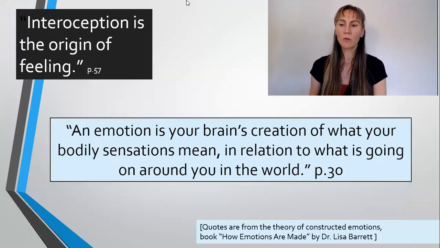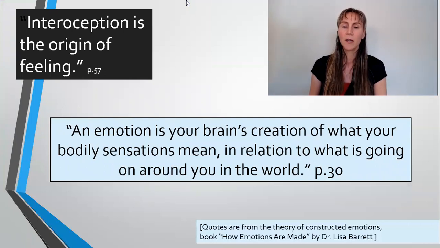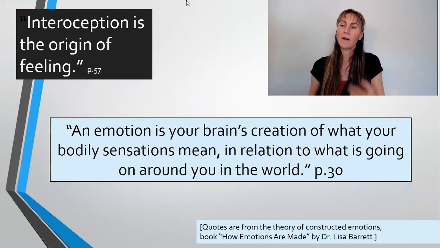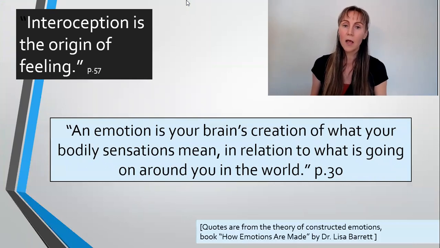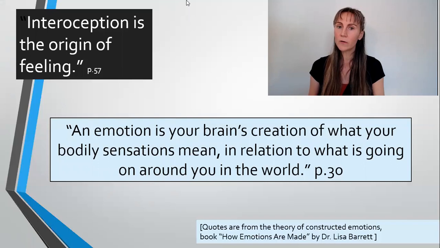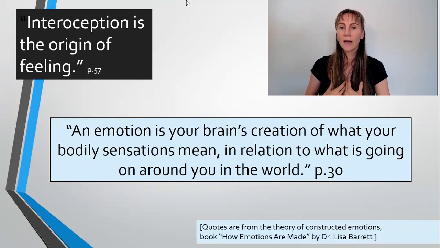So an emotion is your brain's creation of what your bodily sensations mean in relation to what is going on in the world around you. And she just gives an example that I'm going to name. Judges, right before lunch, when they're hungry, are more likely to deny a prisoner parole. Because they'll have these bodily sensations of hunger, but what they'll think is, oh, I'm having this intuition that this is a dangerous criminal. So this is why, as we begin to think about what's going on with our body sensations, we can realize that our brain can trick us.